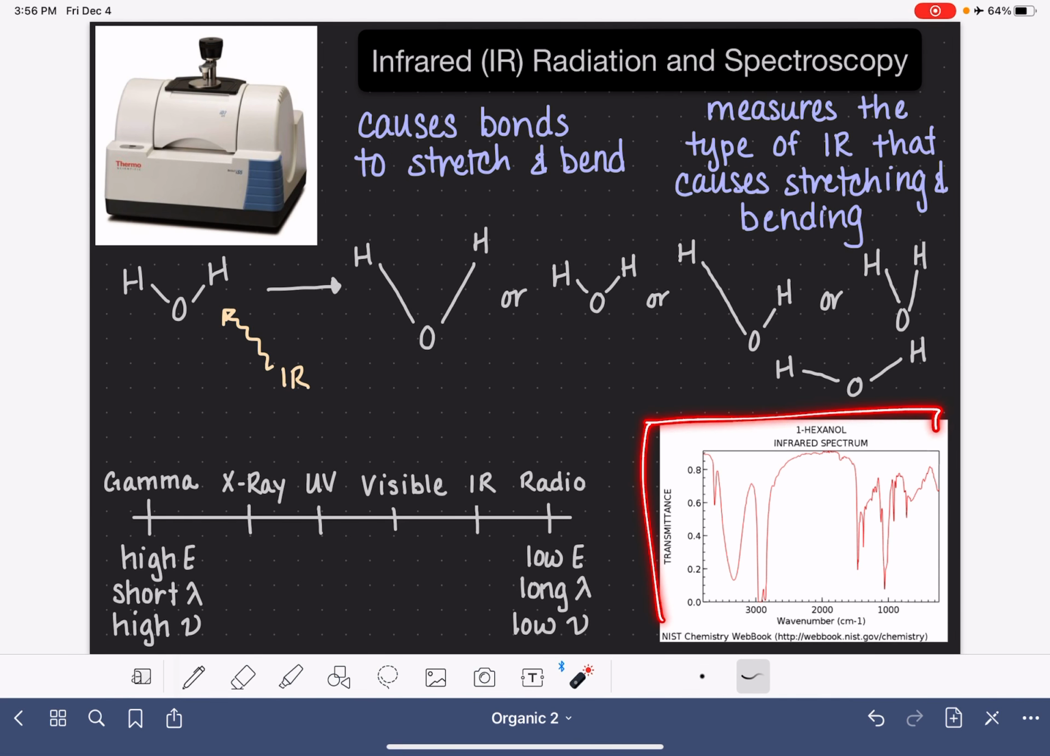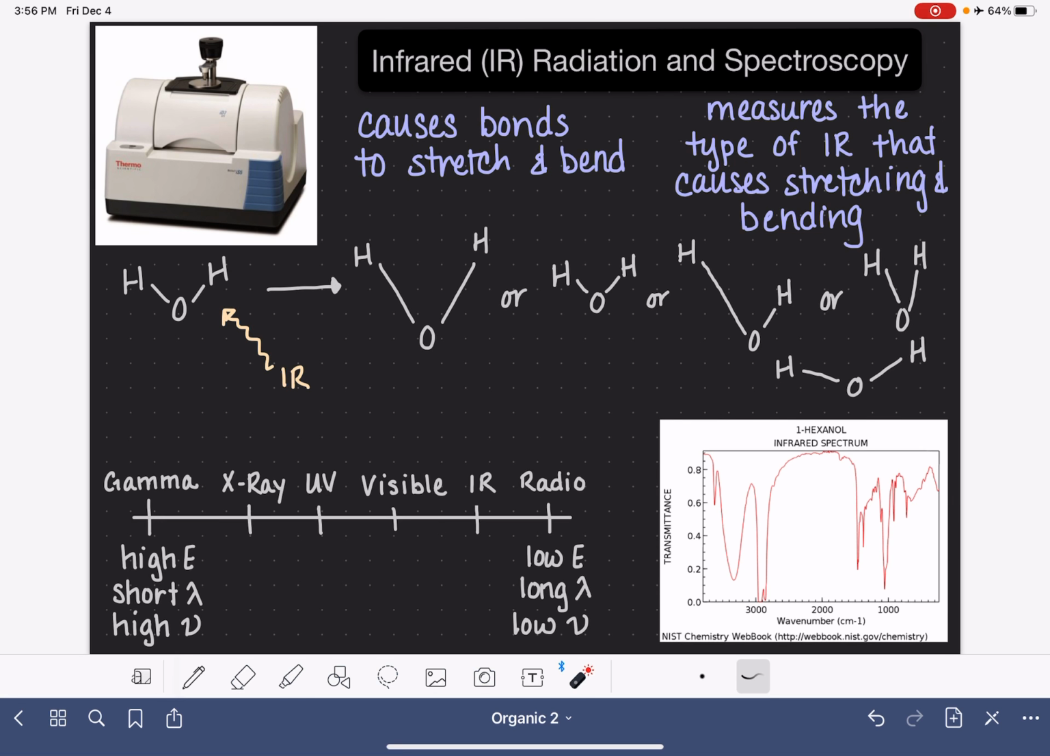And here is a picture of an infrared spectrum that I downloaded from NIST. Here is their webpage if you want to go check it out. This is the infrared spectrum of 1-hexanol. And this is just an idea of what the data looks like that you get from an infrared spectrum. We can use this infrared spectrum to give us a lot of information about the molecule, specifically the types of bonds that are in the molecule.